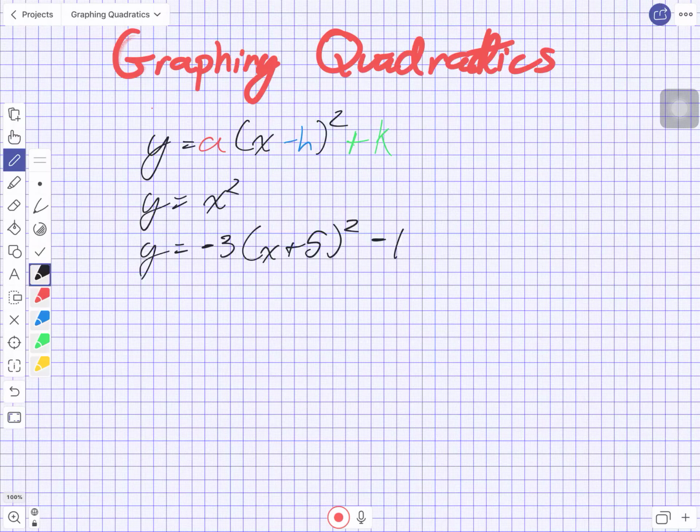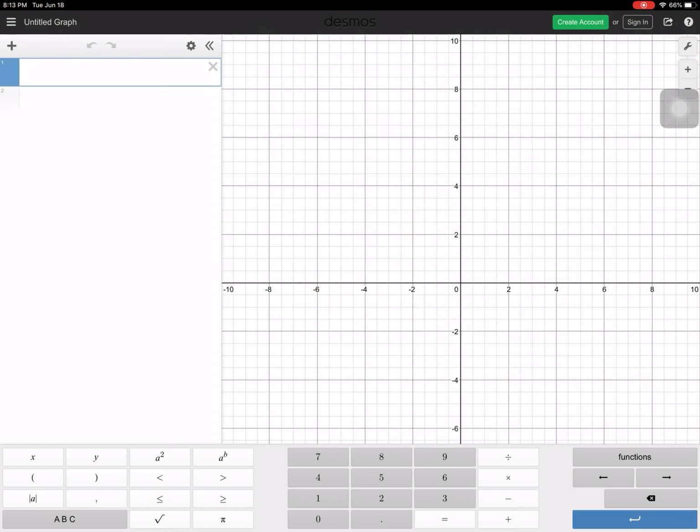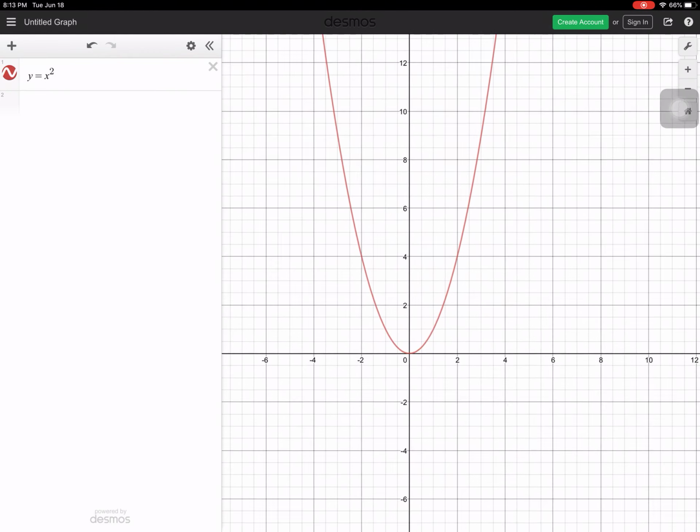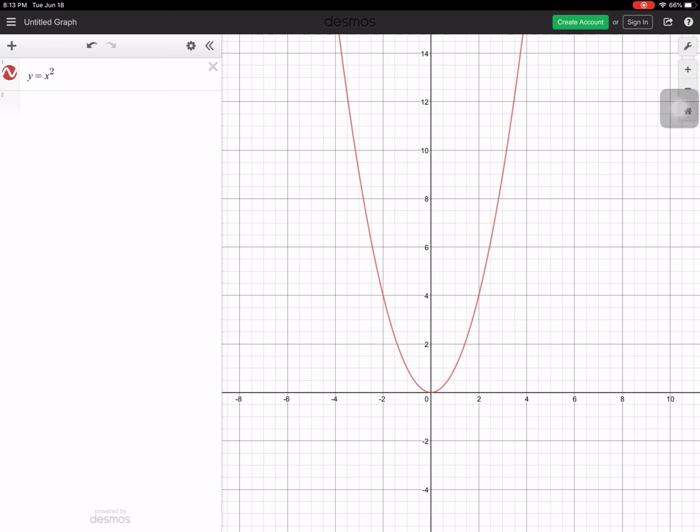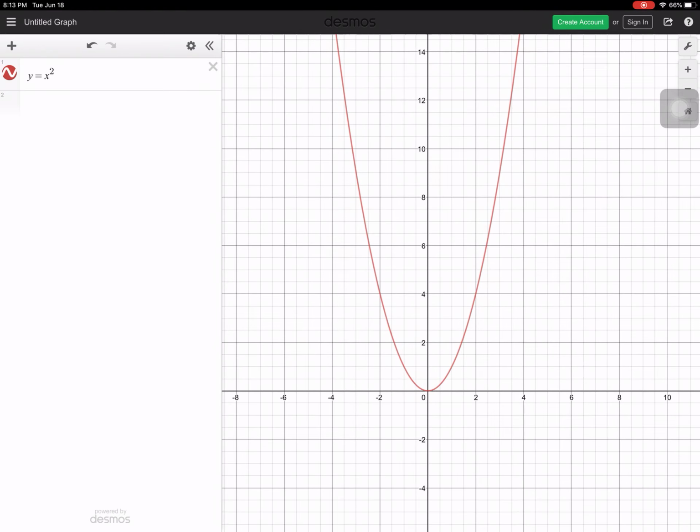Okay, so we're going to look at graphing quadratics. So this second equation here, y equals x squared, is like a standard quadratic, or parabola, they'll call it. So what we're going to do is supplement with Desmos here. So this is what a quadratic looks like, and there are some major points along a quadratic.